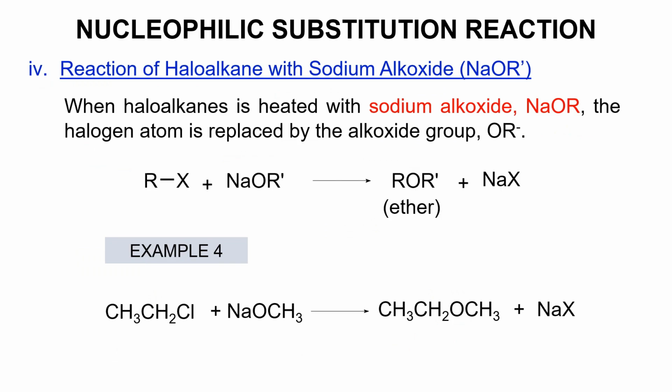The fourth reaction is the reaction of haloalkane with sodium alkoxide. When haloalkane is heated with sodium alkoxide, the halogen atom is replaced by the alkoxide group OR-. So it will form ether as the product. So for example 4, as we can see here, chlorine is replaced by the alkoxide group OCH3.